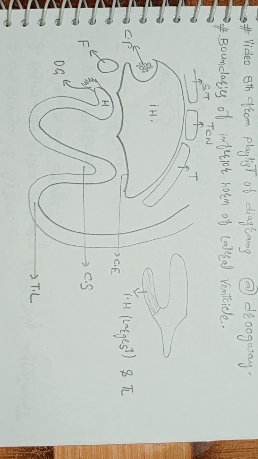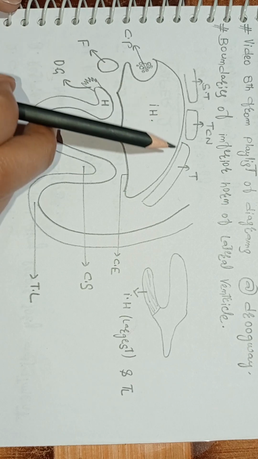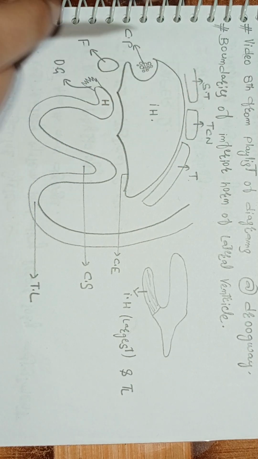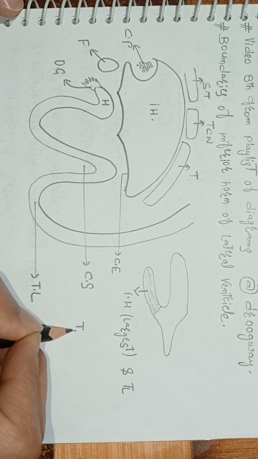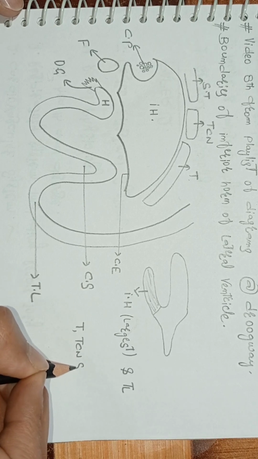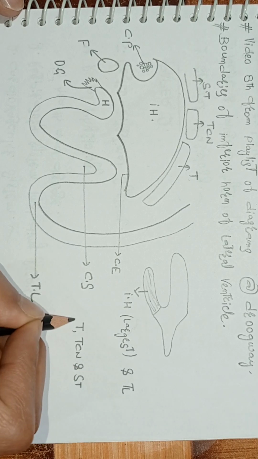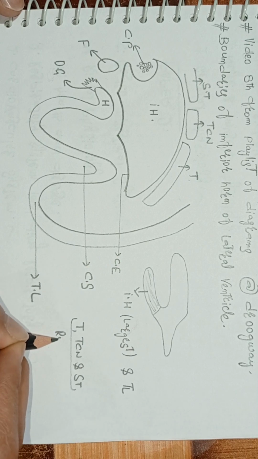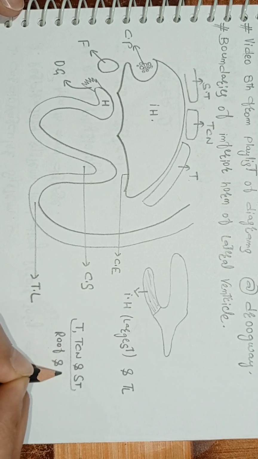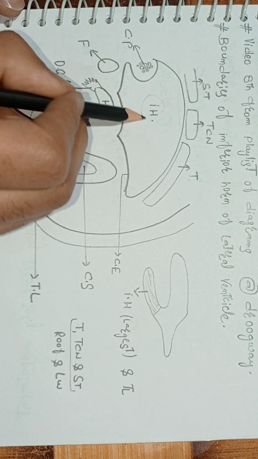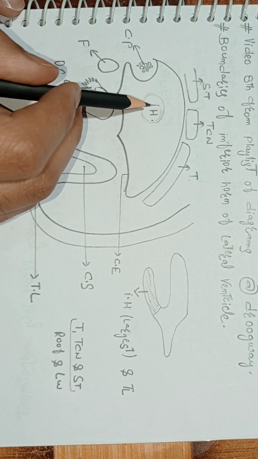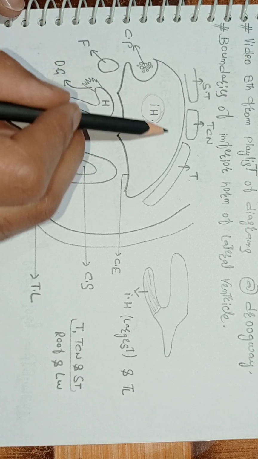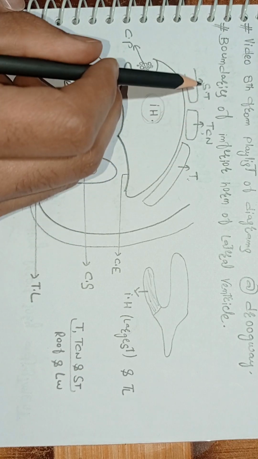Clearly, in this diagram, the three structures, the tapetum, tail of the caudate nucleus, and stria terminalis, these three structures form the roof and lateral wall of the inferior horn. So this is the inferior horn, its lateral wall and roof are formed by the tapetum, tail of the caudate nucleus, and stria terminalis.